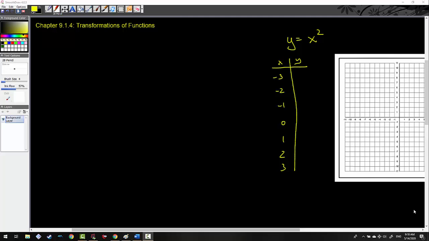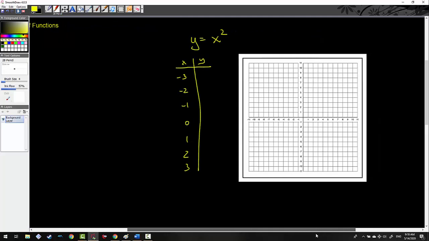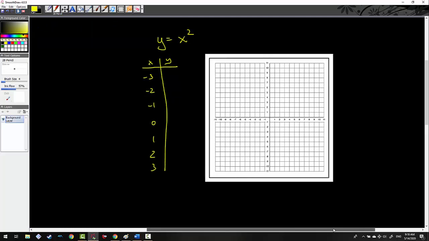In today's episode, we will be discussing Chapter 9.1.4, which is Transformations of Functions. After today's lesson, you should be able to make generalizations about how to transform functions, both horizontally, vertically, and stretchy and compressy. We're going to start with this basic function right here, y equals x squared.